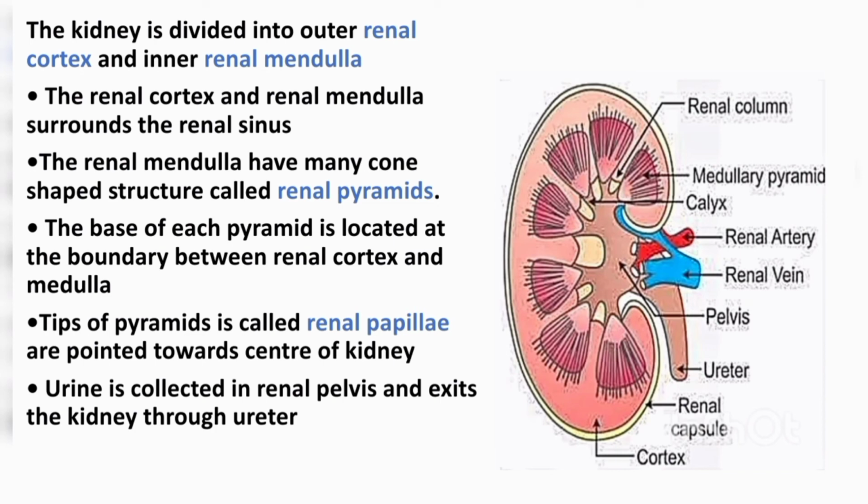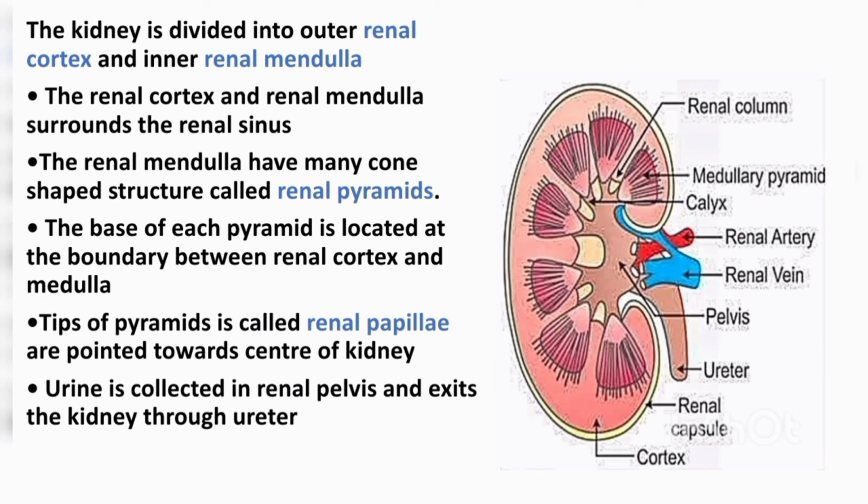So the renal capsule is the outermost layer of the kidney, and behind the renal capsule there is another layer called the renal cortex, and behind the renal cortex there is a structure called the renal medulla, which is the innermost layer of the kidney. The renal cortex and the renal medulla surround the renal sinus.